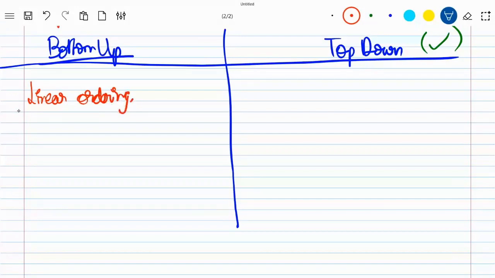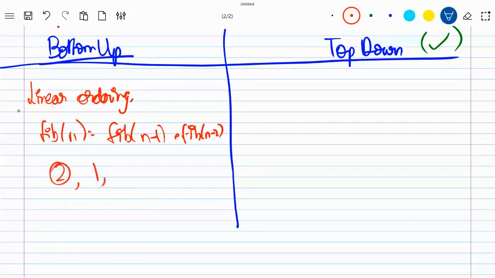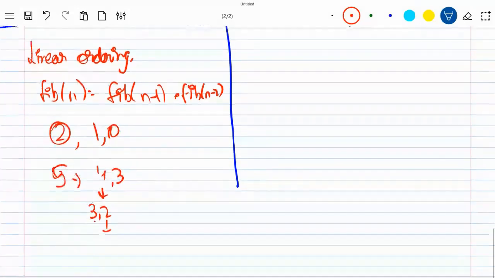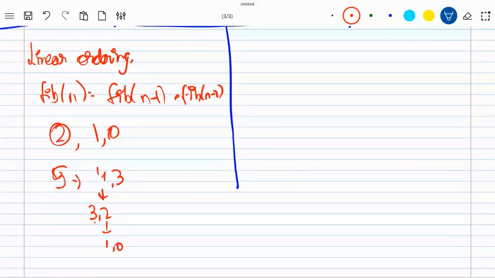For example, if you want to compute the Fibonacci numbers, fib of n is equal to fib of n minus 1 plus fib of n minus 2. Look at 2. If you want to compute it, you need the values of 1 and 0. Look at 5. If you want to compute it, you need the values of 4 and 3. And for 4, you need 3 and 2. And for 2, you need 1 and 0, right? So this is strict ordering. This hierarchy, dependencies is a better word for it.